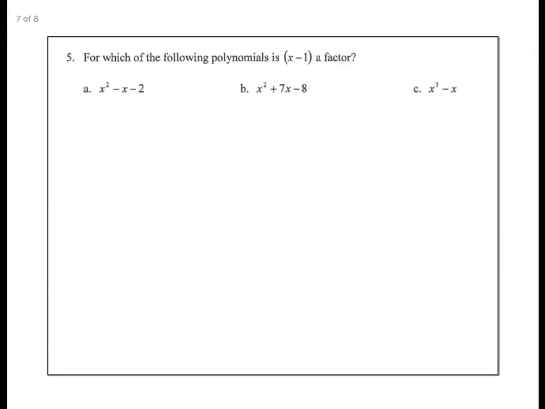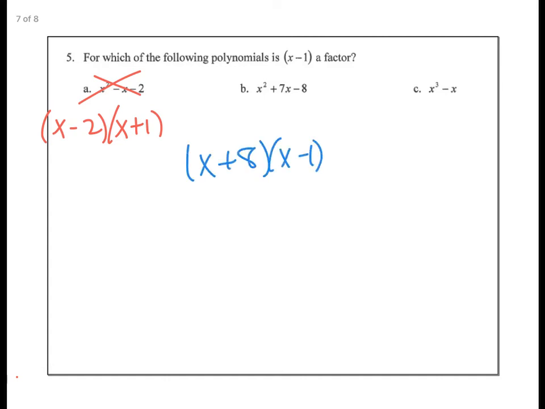All right, for which of the following polynomials is x minus 1 a factor? So here, the easiest way to do this problem is just to factor each one and then to see if any of them have x minus 1 as a factor. The first two, A and B, are both regular trinomials, so I just did diamond and box. When I did that, for A I got x minus 2 and x plus 1. X minus 1 is not a factor for that. For B, when I factored it, I got x plus 8 and x minus 1, so x minus 1 was a factor.